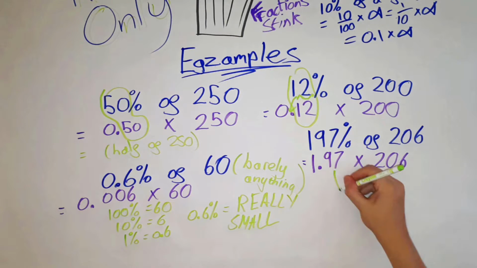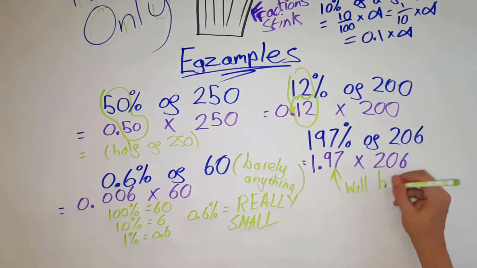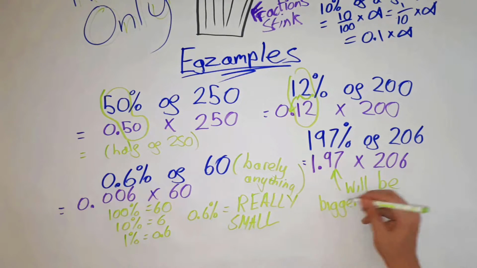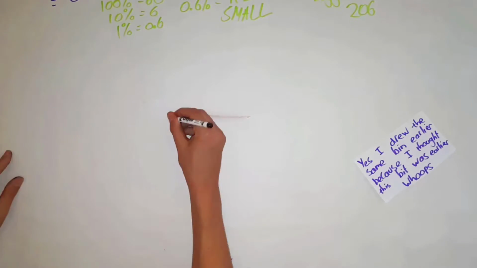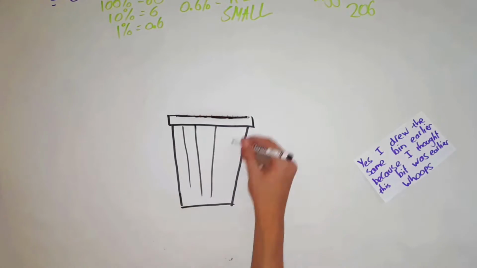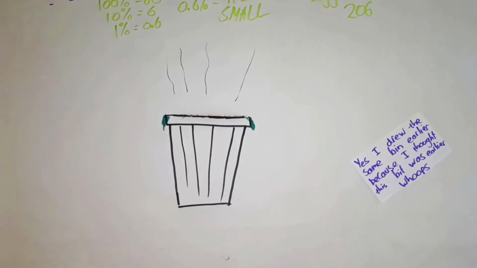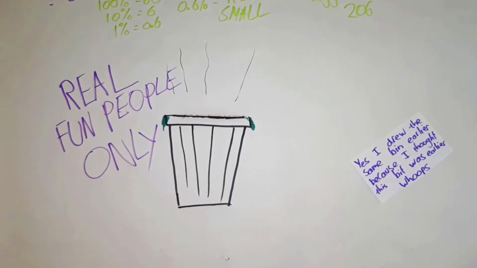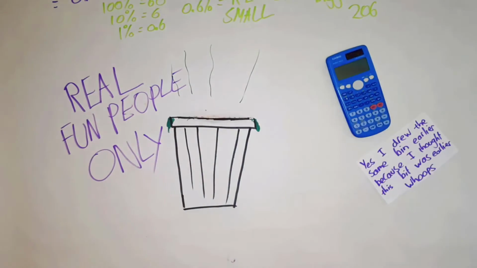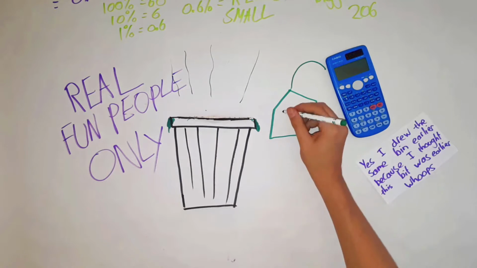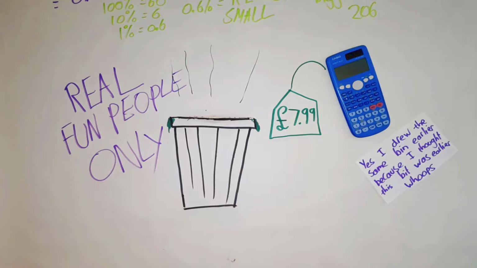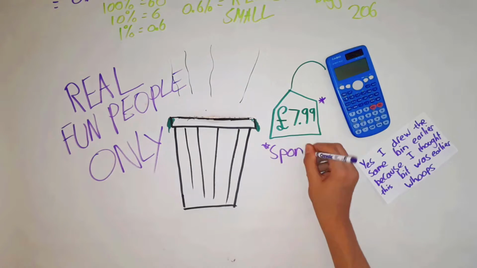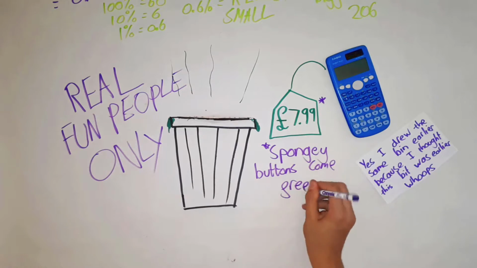This does mean that the number's going to get bigger, but 197% means nearly double of the original amount, as 100% is what we started with. This is how to find percentages with a calculator. Quick, easy, and actually a little bit tedious. If you want real fun, then grab your calculator and throw it right in the bin. But don't do that. These cost $7.99 and that's not really worth it, to be honest. $7.99 for spongy buttons and a layout that just makes children sad.